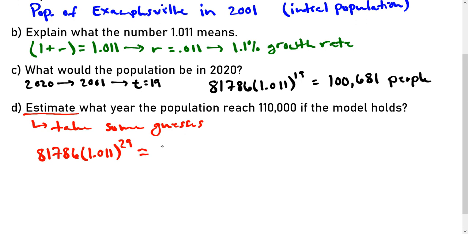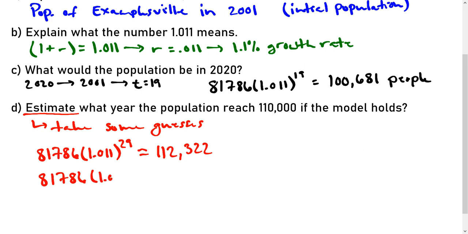So if we did 81,786, helps if you type in the right numbers, times parentheses 1.011, and we're going to raise that to the 29th. Well, that's 112,000. Okay, so that's 112,322 people, because we're rounding up. All right, well, that's not 110,000, so maybe we've got to go less than that.